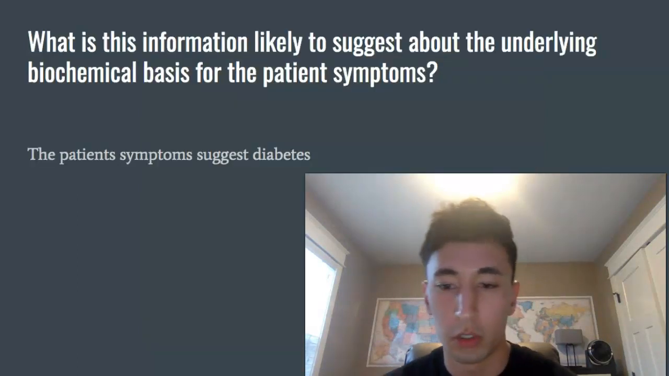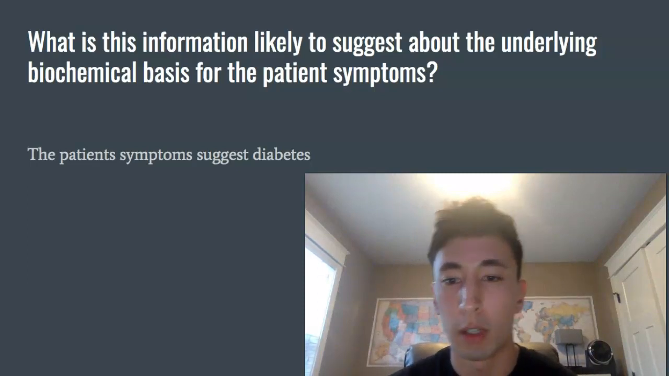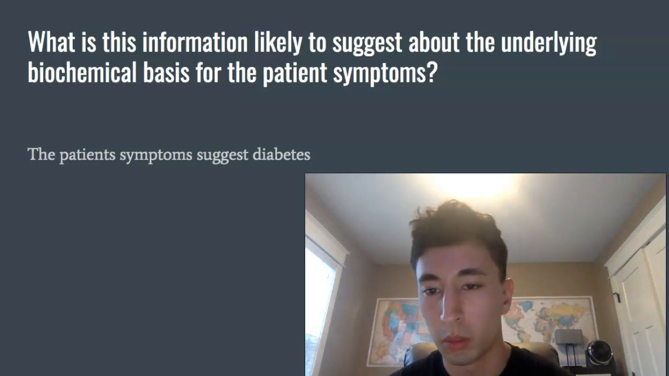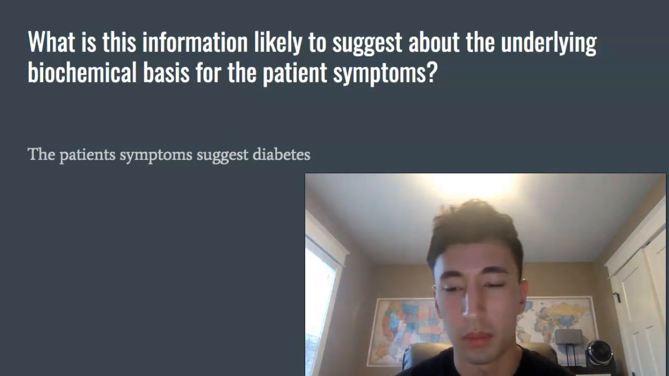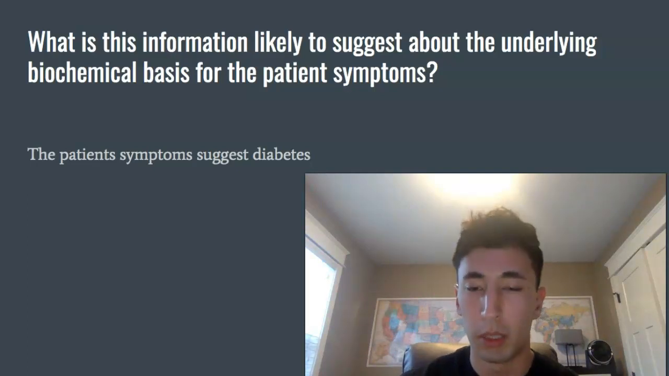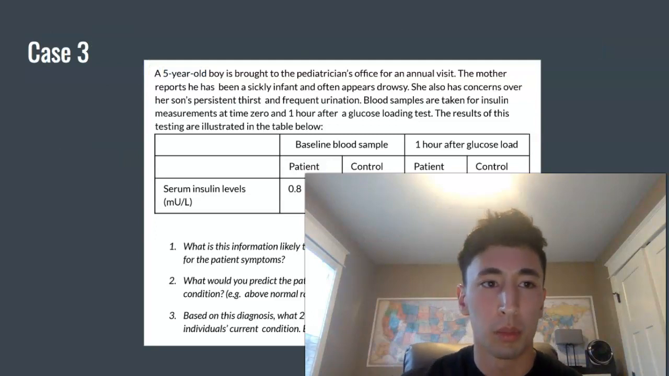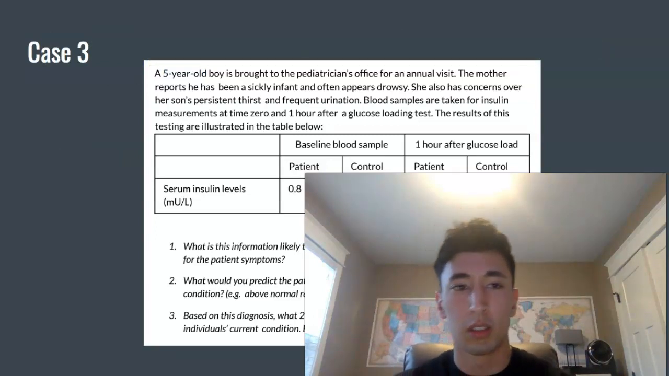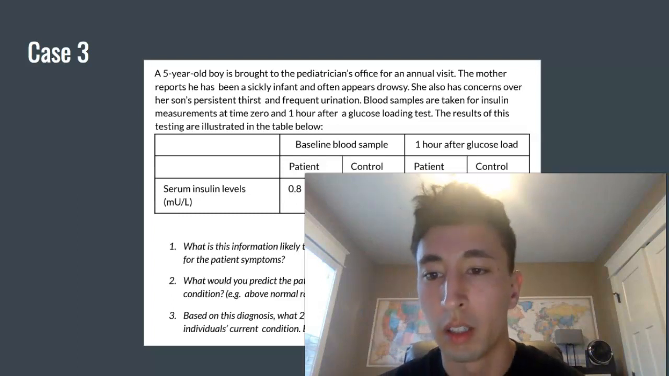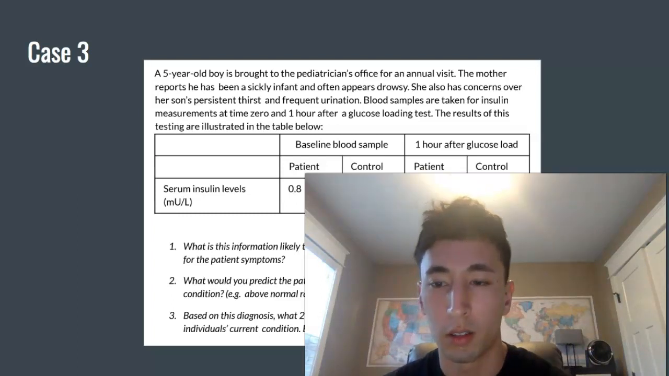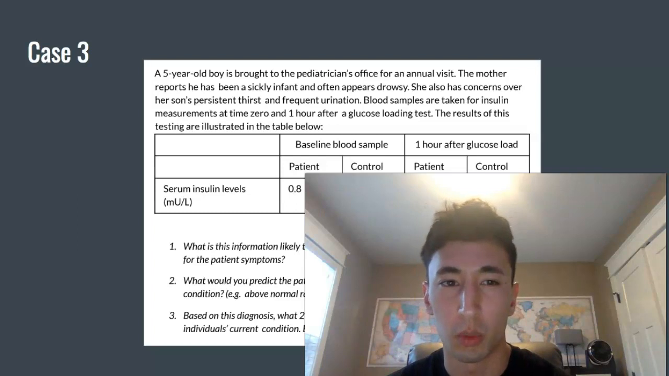Alright, so the very first question we got here is, what is the information likely to suggest about the underlying biochemical basis for the patient's symptoms? The patient's symptoms suggest diabetes. The 3 symptoms that the mother is noticing, appearing drowsy, frequent urination, and persistent thirst, are all signs that would suggest that. And then the glucose loading test shows that as well.